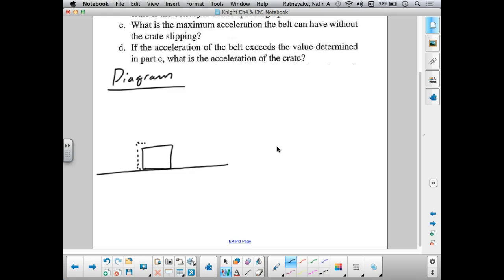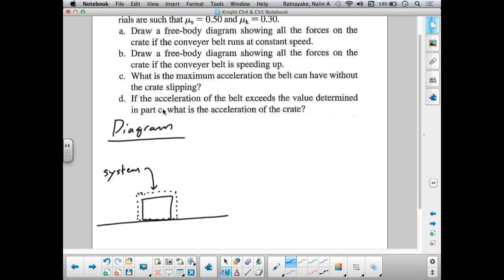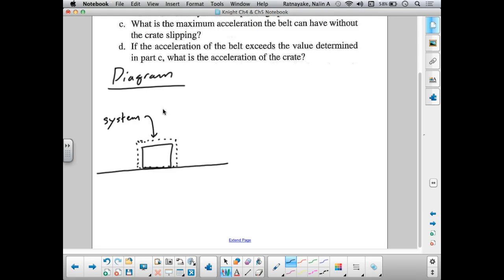So if I'm thinking about this crate as my system, meaning I'm only going to consider what's inside of that dotted line, my system is the crate, because that's what I'm going to draw the free body diagram for. As far as the crate knows, there is no motion between that crate and the conveyor belt, assuming that it's not slipping, which it seems like we can safely assume because part C says, what is the maximum acceleration the belt can have without the crate slipping? Later on, let's deal with the fact that it might be slipping. But for right now, we can say that it's not slipping at all. So between this crate and the conveyor belt, there should be no motion. Relative to the conveyor belt, it should be at rest, which is kind of an interesting thought.